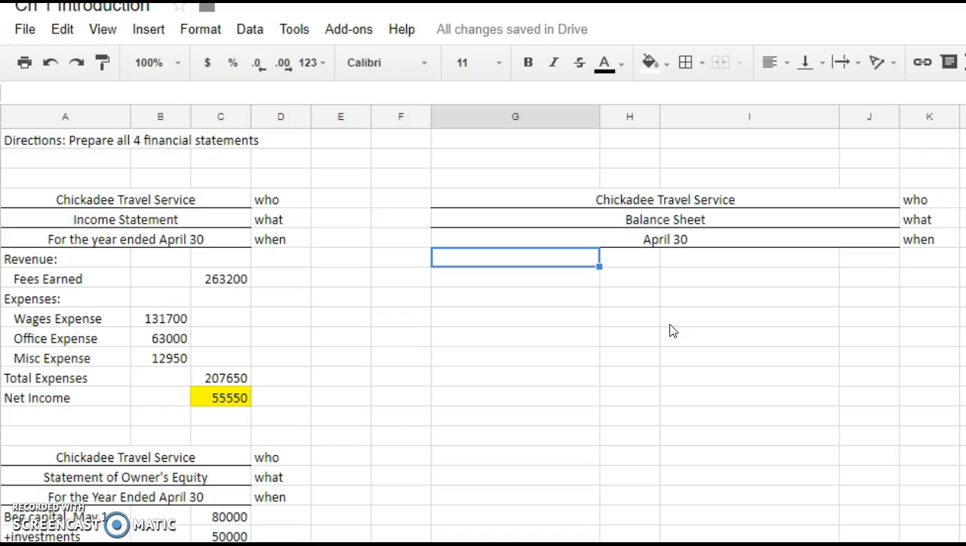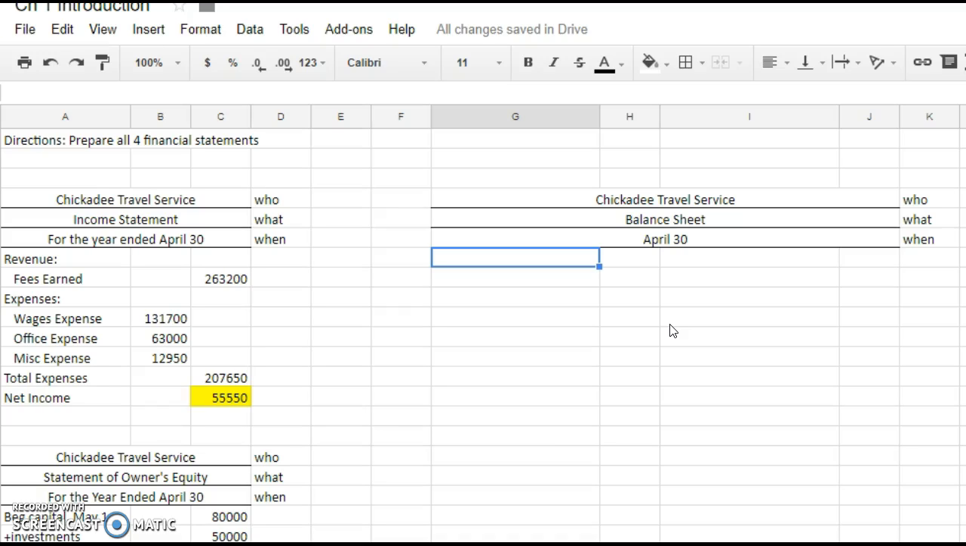So you still need to do who, what, when. Chickadee Travel Service, it's a balance sheet. This is like taking a picture. On this date, this is what is the ending balance in each of these accounts. So we're not looking at a range, we're not looking from May until April. It's as of April 30th, you had this much in your cash and bank. You owe this much to your creditors. So you only put the date, April 30th. And obviously you put the years, but if you want to use this year, you want to use the year that's in the book, I really don't care.